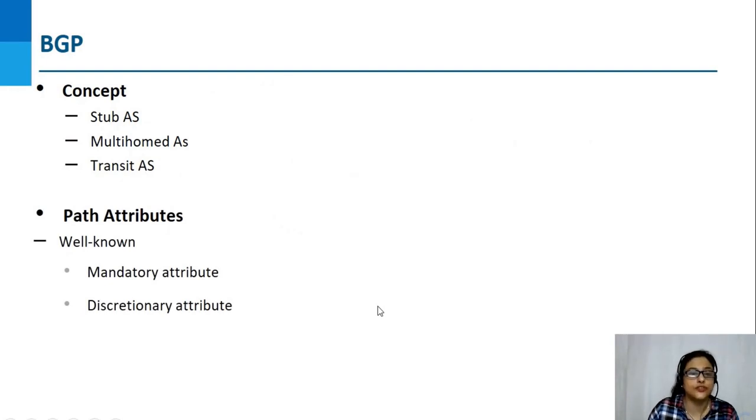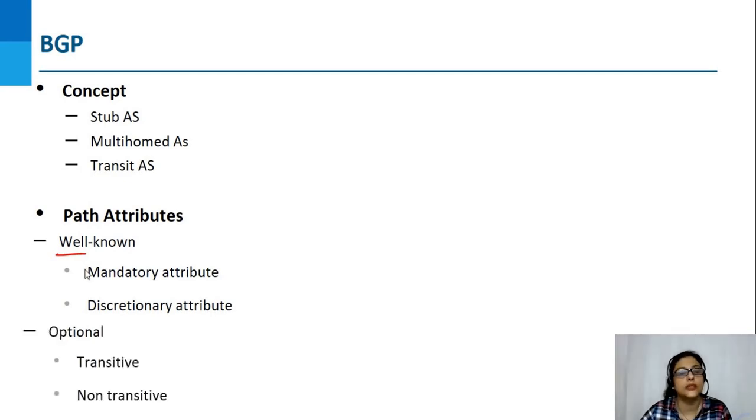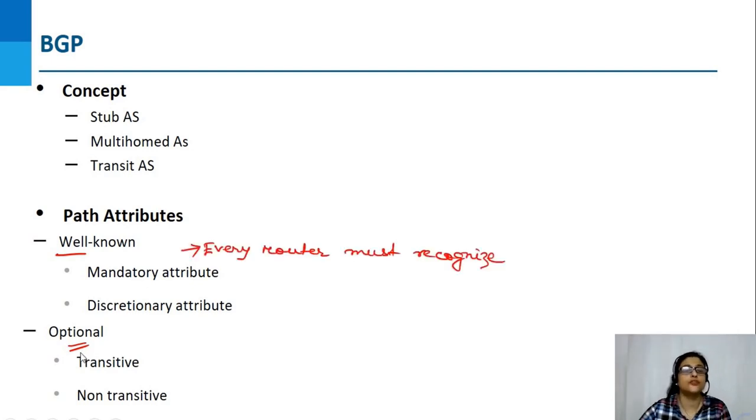Let's understand path attributes. There are two types of path attributes. One is the well-known path attributes and the other one is the optional path attributes. Let's first understand what a well-known path attribute is all about. A well-known path attribute should be recognizable by every router. Now, this well-known path attributes can be of two types. One is a mandatory attribute and the other one is a discretionary attribute.